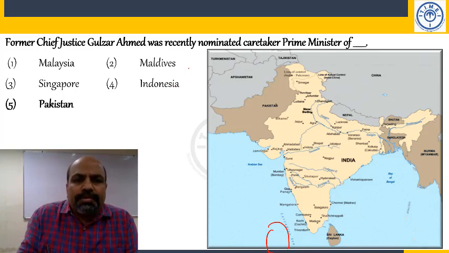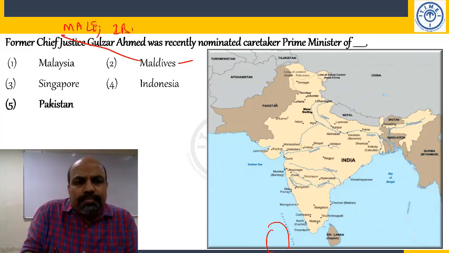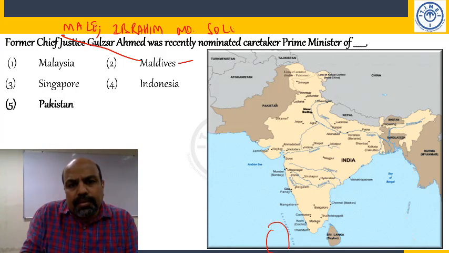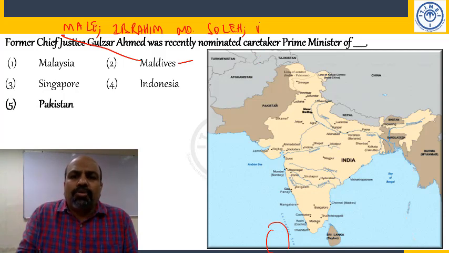Maldives' capital is Male. I'll write here, my friends, so we'll follow the same pattern. Male. The president is Ibrahim Mohammed Soleh. Ibrahim Mohammed Soleh. Then the currency is Rufiyaa.